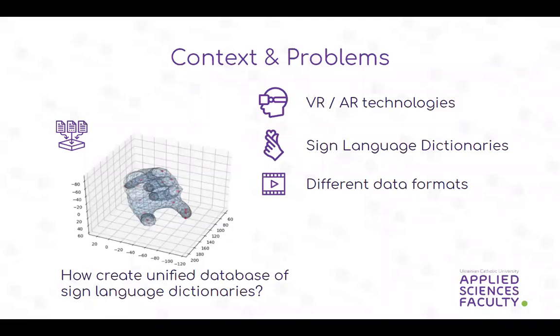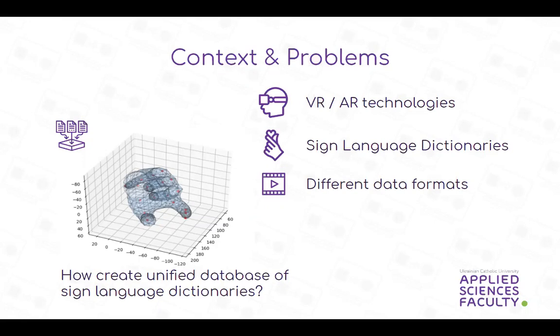So, why reconstruction and why sign language dictionaries? Today, virtual and augmented reality technology is becoming a trend. This is a popular thing, and this trend has increased demand for technologies of 3D reconstruction. Such algorithms of 3D reconstruction can obviously be applied to many areas, but in the next 40 minutes or so, we will be focusing on sign language dictionaries.